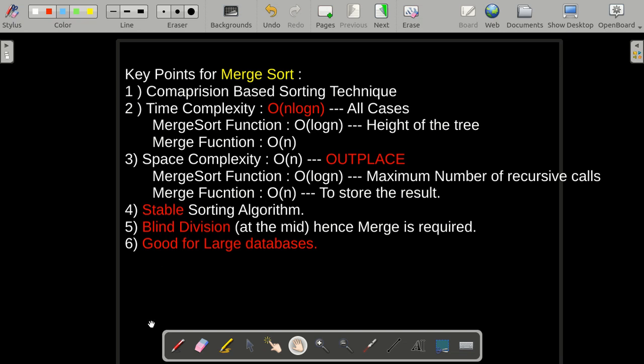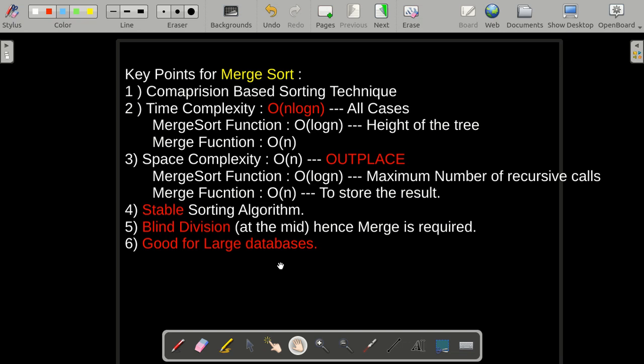Fifth, merge sort includes blind division. Blind division is that we know that before going to the recursive call part, we calculate a mid, which is the sum of first and last index by 2. So over here we are not dividing the array logically, but we are blindly dividing the array into 2 equal halves. So this is the reason that at the end, when we get the result of the sub problems, we have to merge the array.